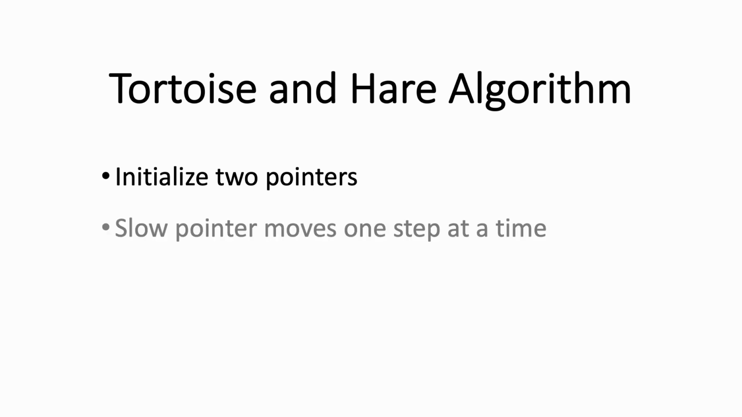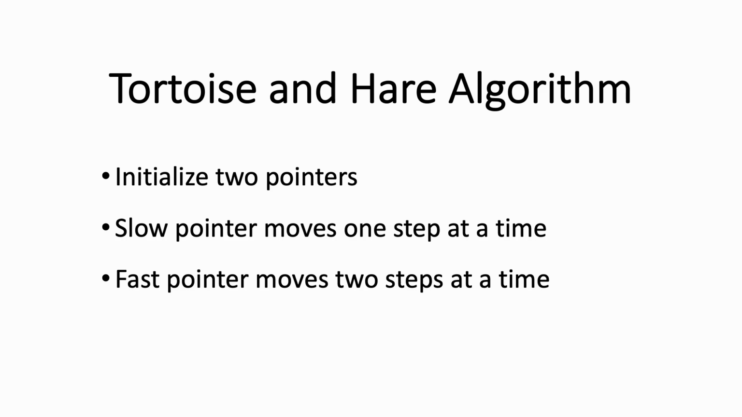So now the question is, how can we detect a cycle in a linked list? To solve this, we'll be using an algorithm commonly known as the Tortoise and Hare algorithm. Here's how it works. We start by initializing two pointers, a slow pointer and a fast pointer. The slow pointer will traverse the linked list one node at a time, while the fast pointer will traverse the linked list two nodes at a time.